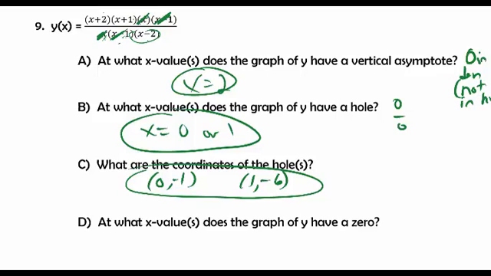And then at what x values does the graph of y have a 0? That happens when there is a 0 in the numerator, but not a 0 on the bottom. So that's going to happen whenever x is negative 2 or whenever x is negative 1.